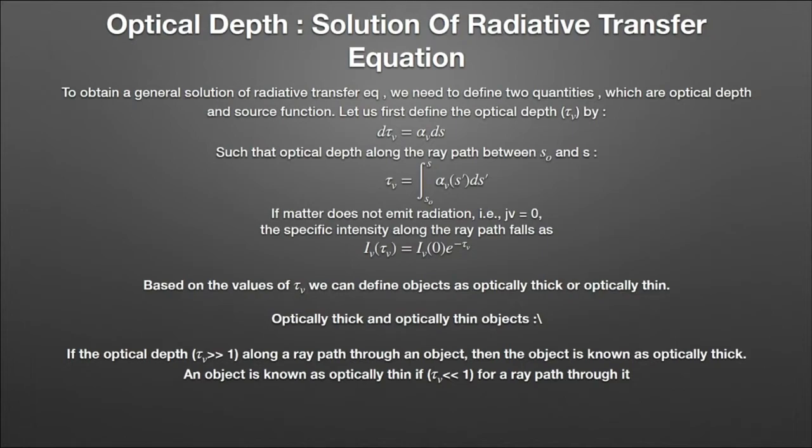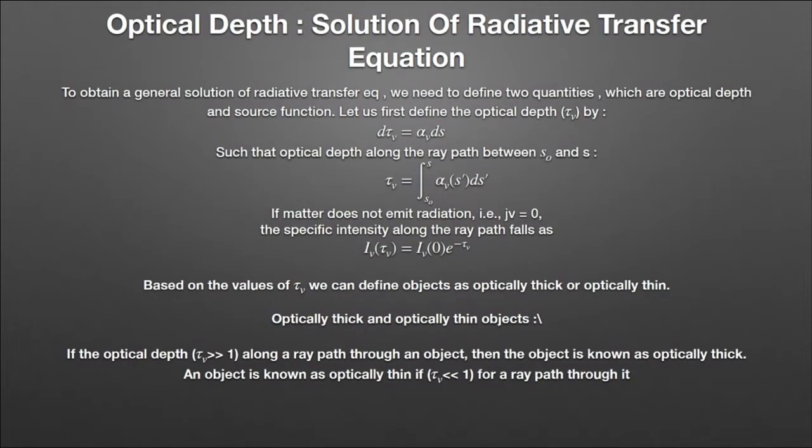Now the optical depth will be equal to alpha v ds, the absorption coefficient multiplied by the path. So the optical depth over the path S0 to S will be the integral of alpha v(S') ds'. Now we are considering the case where the matter is not emitting radiation, that is j v is equal to 0. So the specific intensity along the ray path will fall as I v as a function of optical depth, equal to I v e raised to power minus tau v.